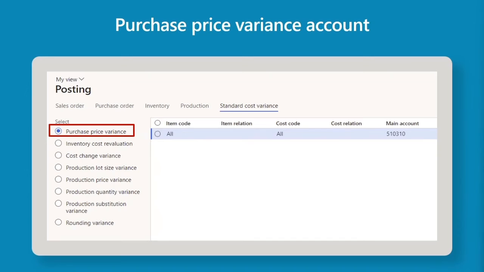You can select to use a different main account based on a single item, groups of items, or all items, as well as for cost codes. The cost code is a specific cost group, where group is a cost type such as direct manufacturing or direct materials, for example. The last field is the main account field, and this is where you'll select the main account that you want to use. In most cases, organizations only have one account to record purchase price variances, so one all record is all that's needed. But in the case you need multiple accounts, you have that flexibility by item or cost group.